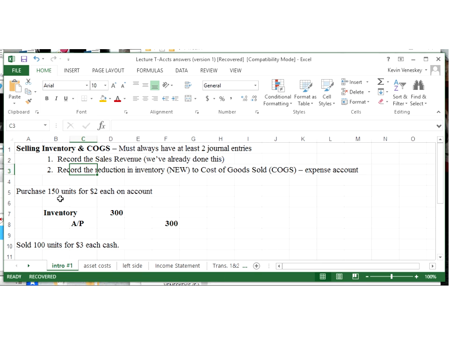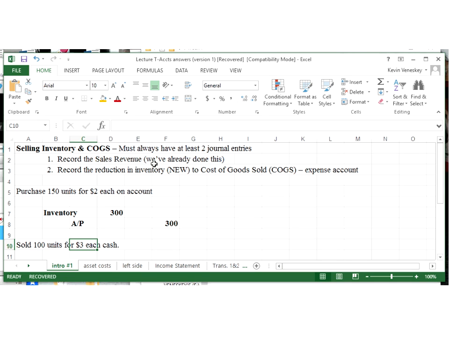So let's look at a sale transaction here. Of the 150 that I bought, let's say within that first week or so, I sold 100 of those units. And I sold them all for cash, and I sold them for $3 each. So I had a decent markup here.